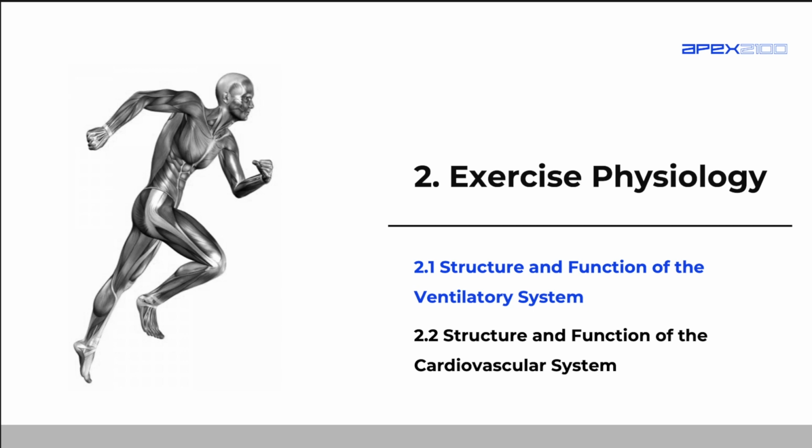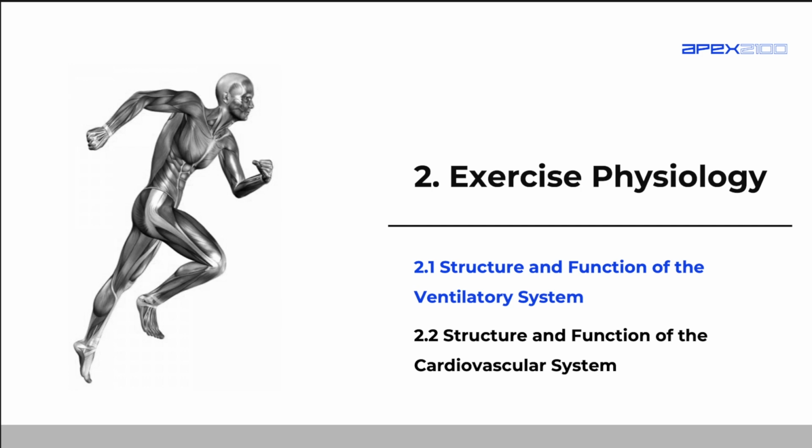Alright guys, so today we're starting topic 2, exercise physiology, and we'll be looking at the structure and the function of the ventilatory system. So this is your lungs. It's how we get air from the atmosphere into our lungs and pass that oxygen through to our blood so it can go to our working muscles and everywhere that it's needed.